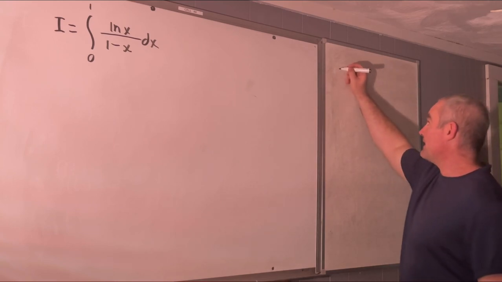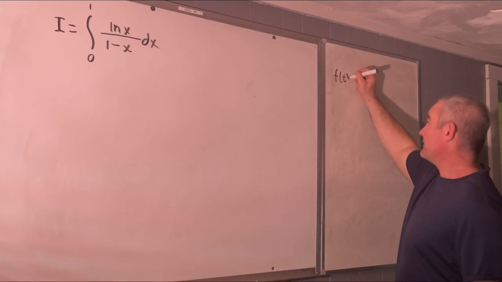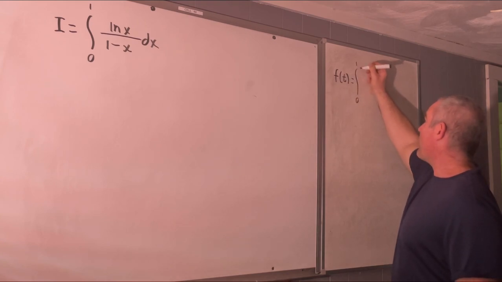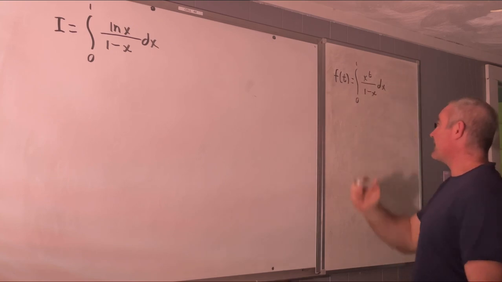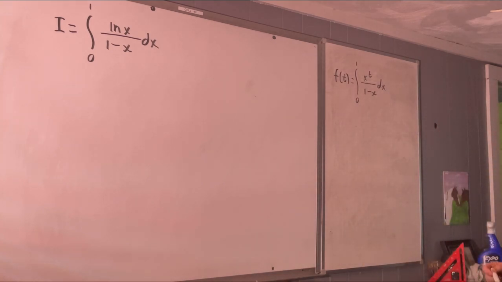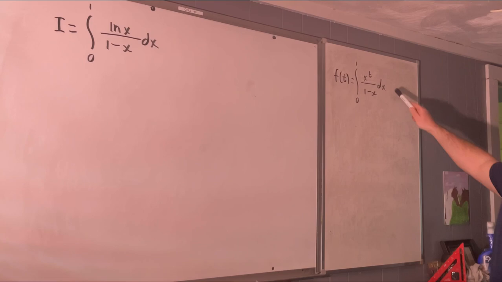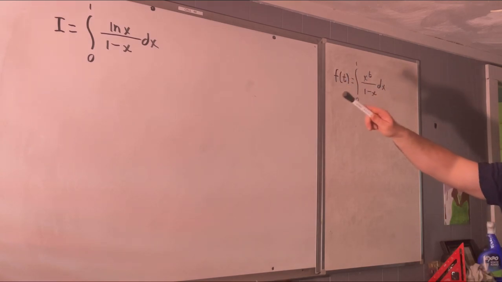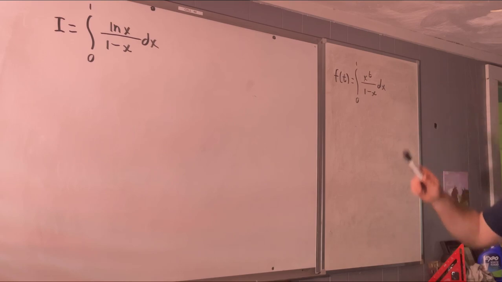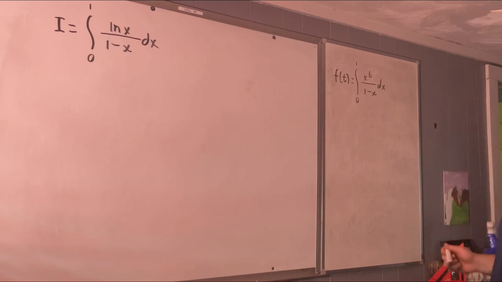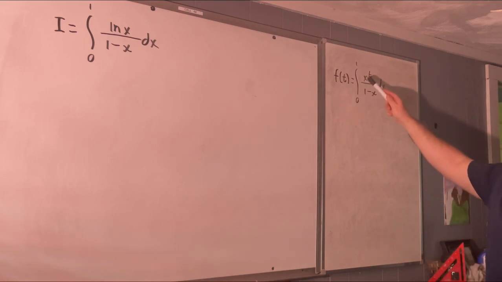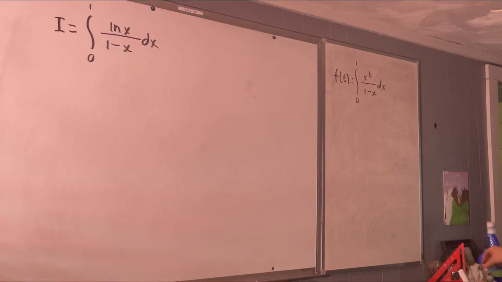I made the reparameterization that f of t is equal to the integral from 0 to 1 of x to the t over 1 minus x dx. And that's pretty wrong to do. It turns out that you can get the correct solution by letting f of t equal this and then setting I equal to f prime at 0. But you really should not be applying the Leibniz rule for differentiation under the integral sign to that integral, because it doesn't converge for any values of t.